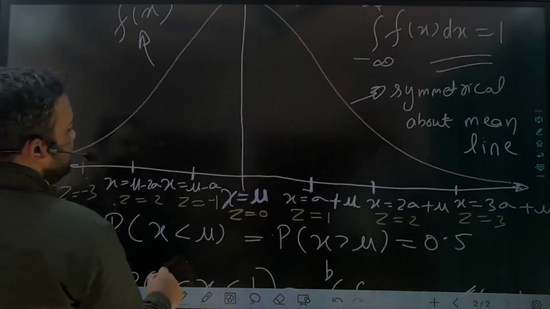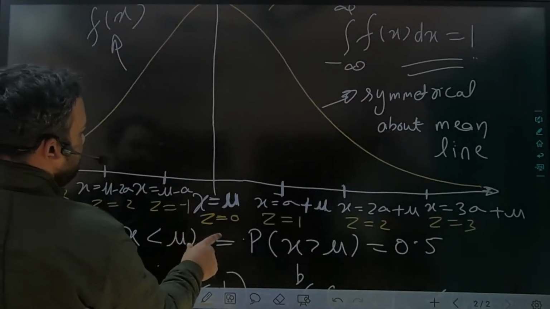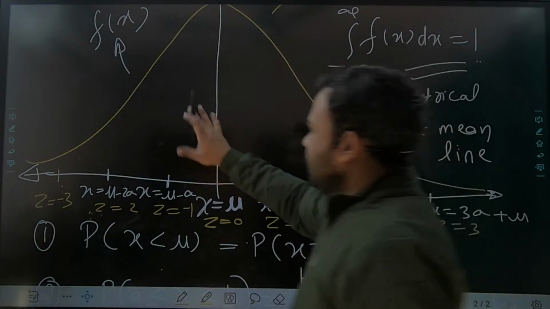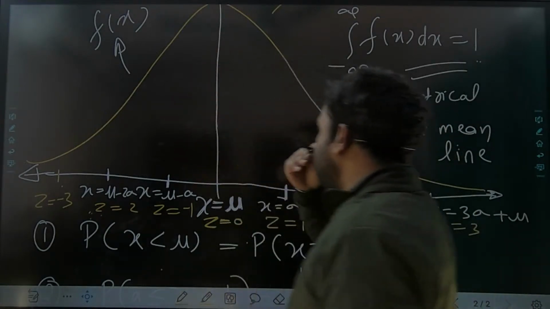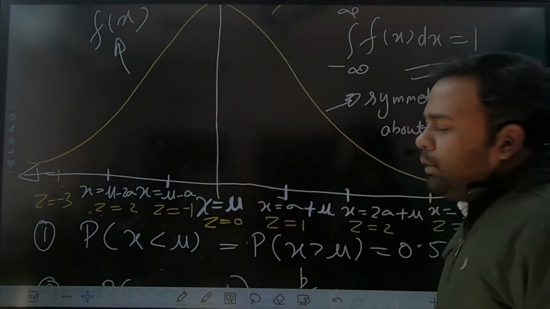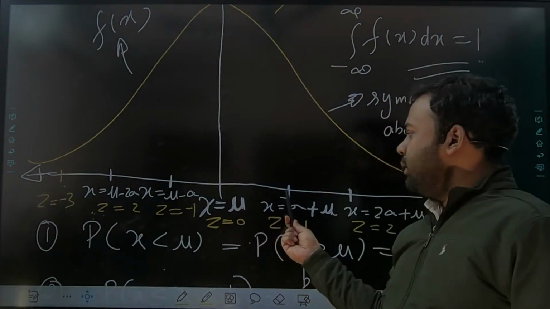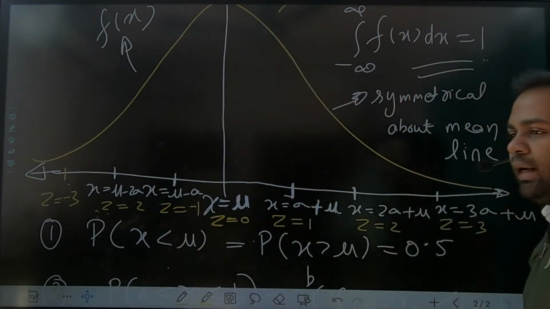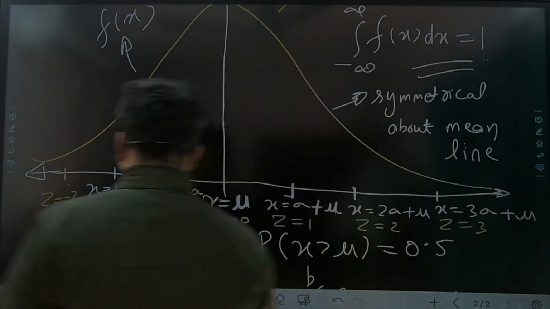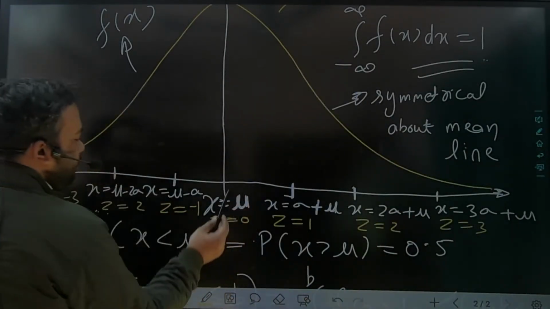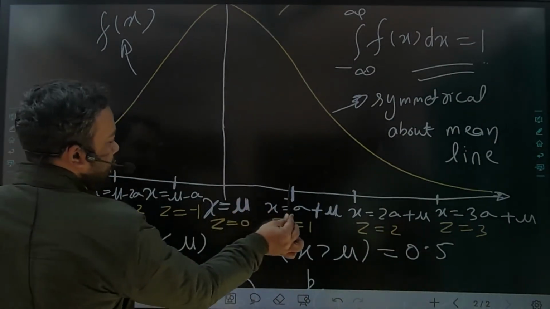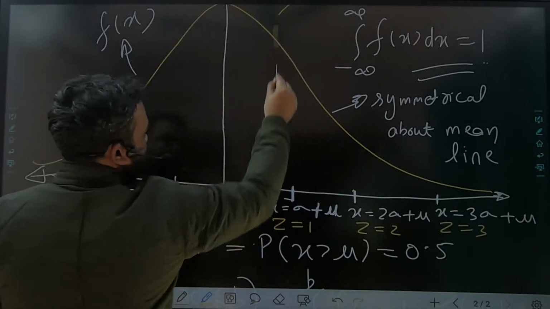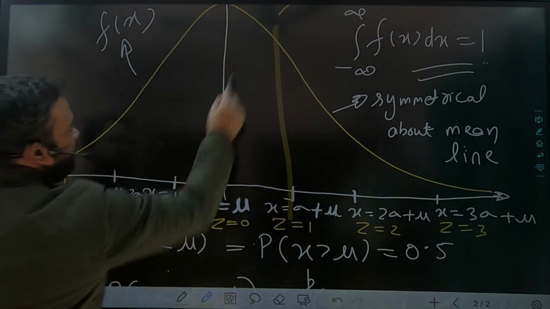Now, after getting these discrete values of z, we know that this total curve is distributed equally on both sides by this vertical line. It means how much distance you go ahead, the same distance if you go behind, you're going to get equal area. For example, I am going from z is equal to 0 to z is equal to 1. I will take some area, this much area under the curve.